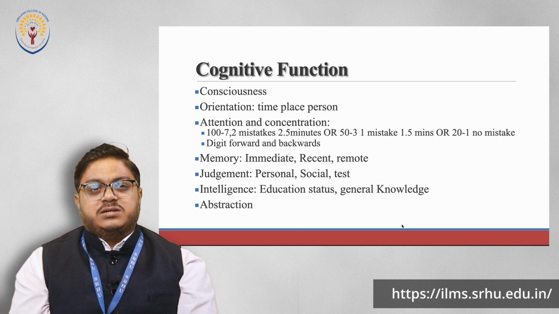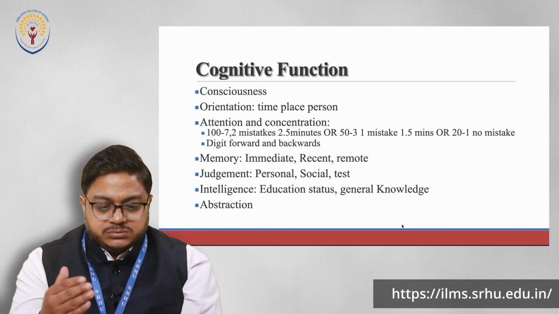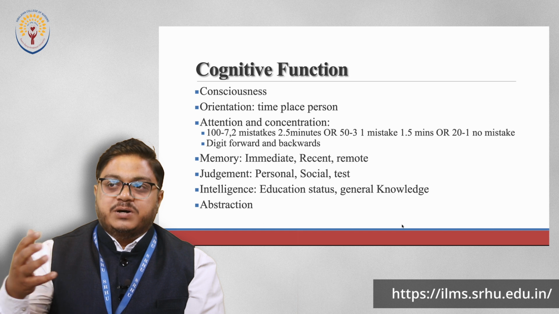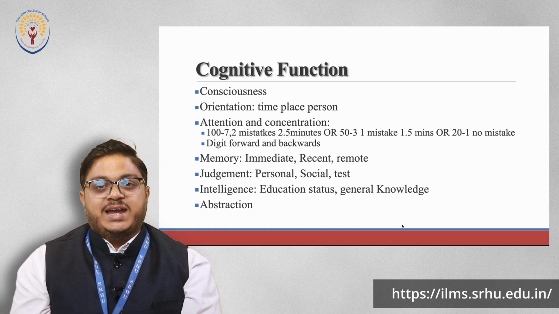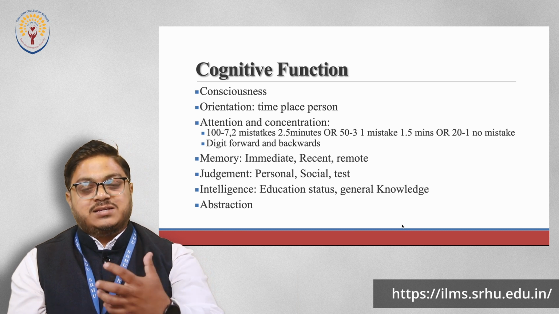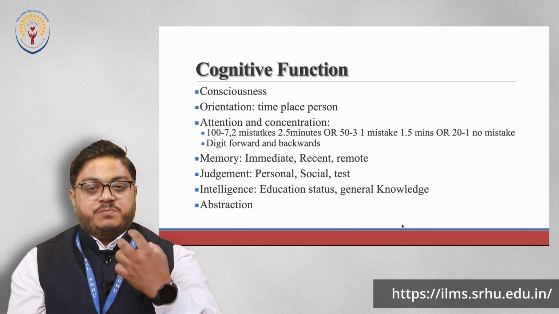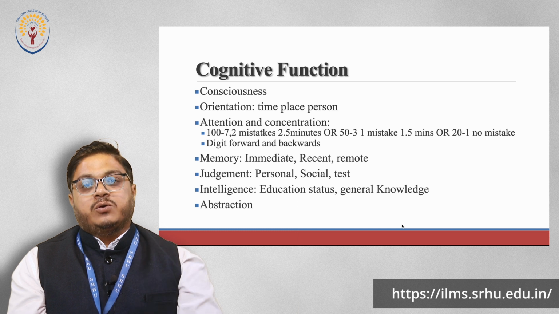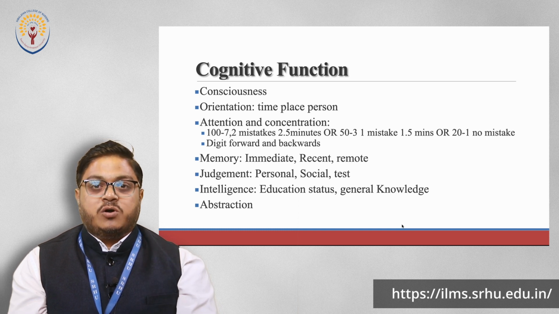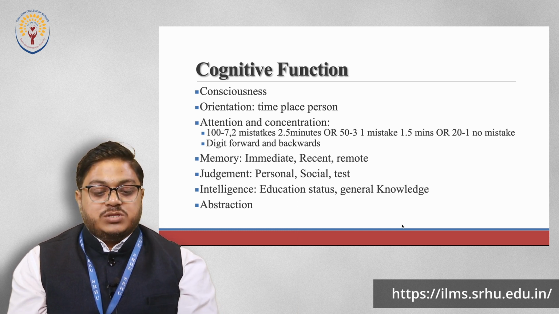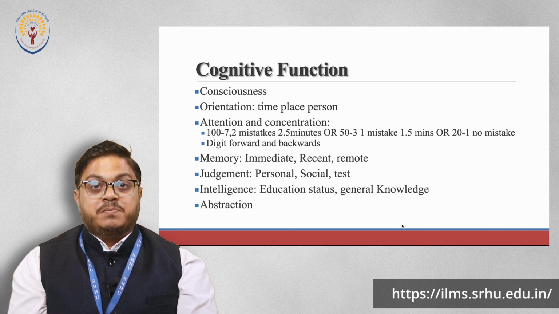Orientation for person: the individual will be able to know the people who are along with him, suppose the relatives or the members of the healthcare team. We can also ask, as assessors, who are we? So the person will be able to tell that okay, you are nurses, or you are doctors. Okay, so this is orientation for person. The patient is able to recognize who the people are.